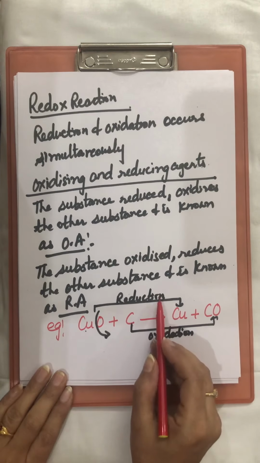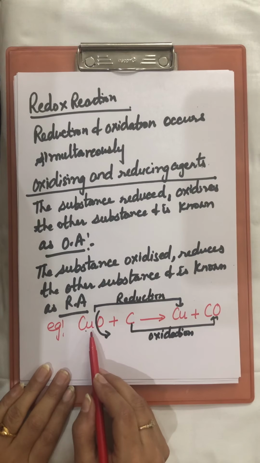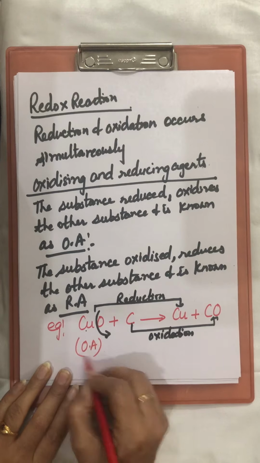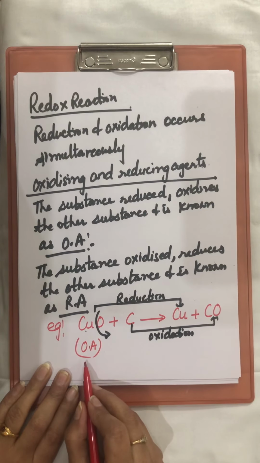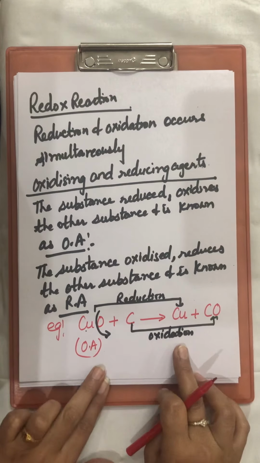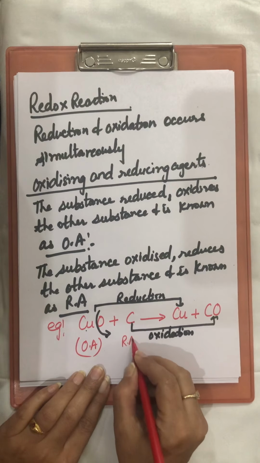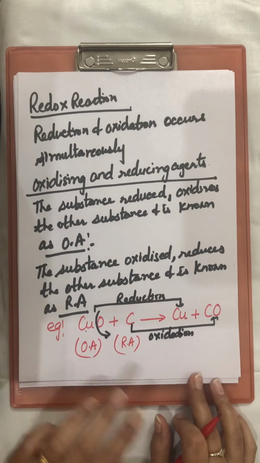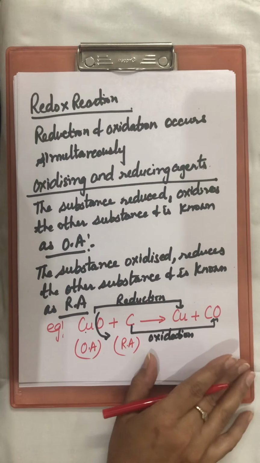Now after this, finding the oxidizing agent and reducing agent is very easy. The substance that undergoes reduction will always be an oxidizing agent. And the substance that undergoes oxidation will always be a reducing agent. Like this we can find out oxidizing agents and reducing agents. One more example to understand this part.